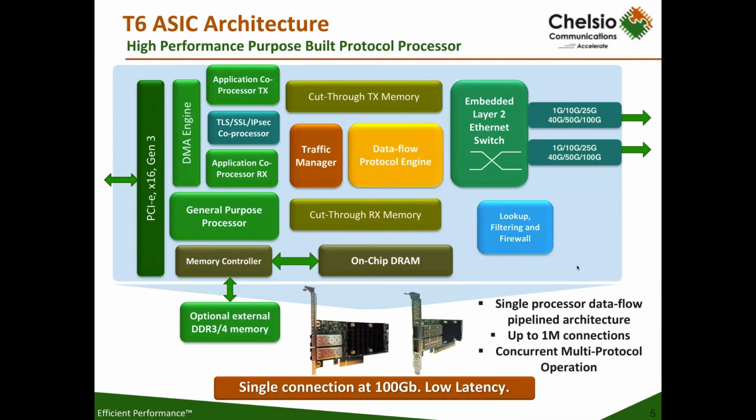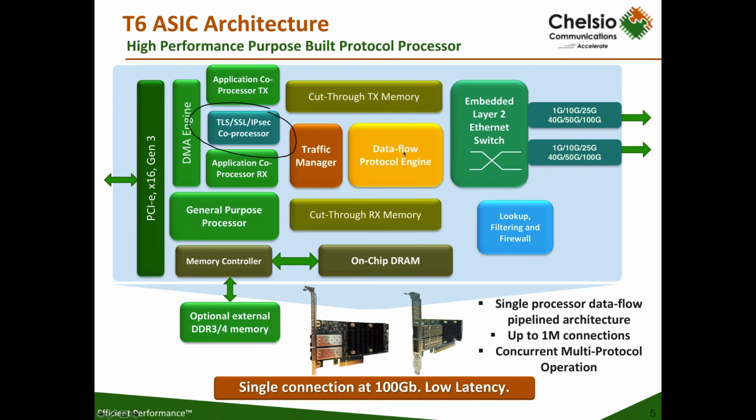This is a block diagram of the T6 ASIC. Its design is very much like the T5, with the exception of the crypto engine that you will see right here over by the PCI interface. Now, I'm sorry, I lost my track here.